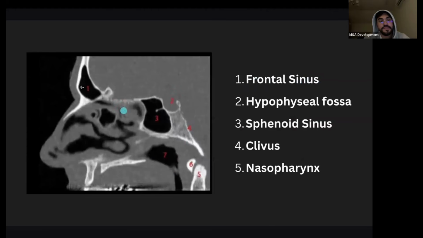Now, this is your frontal sinus again. This is your sphenoid sinus. And this is your hypophyseal fossa, or like sella turcica. This is your clivus, and this is your nasopharynx actually. Sorry, this is supposed to be 7. Okay. I think this is the C1 structure.